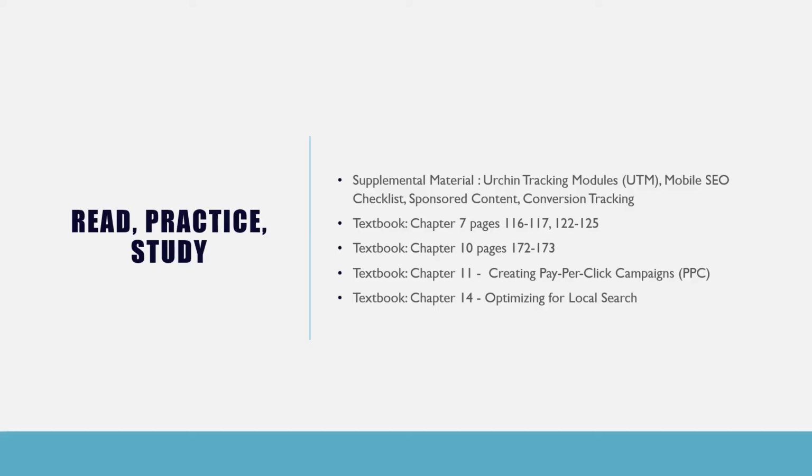For the read, practice, and study, you will look at the supplemental material: urchin tracking modules, mobile SEO checklist, sponsored content, and conversion tracking, and passages from Chapter 7, Chapter 10, and Chapter 11, creating pay-per-click campaigns, and then Chapter 14, optimizing for local search.